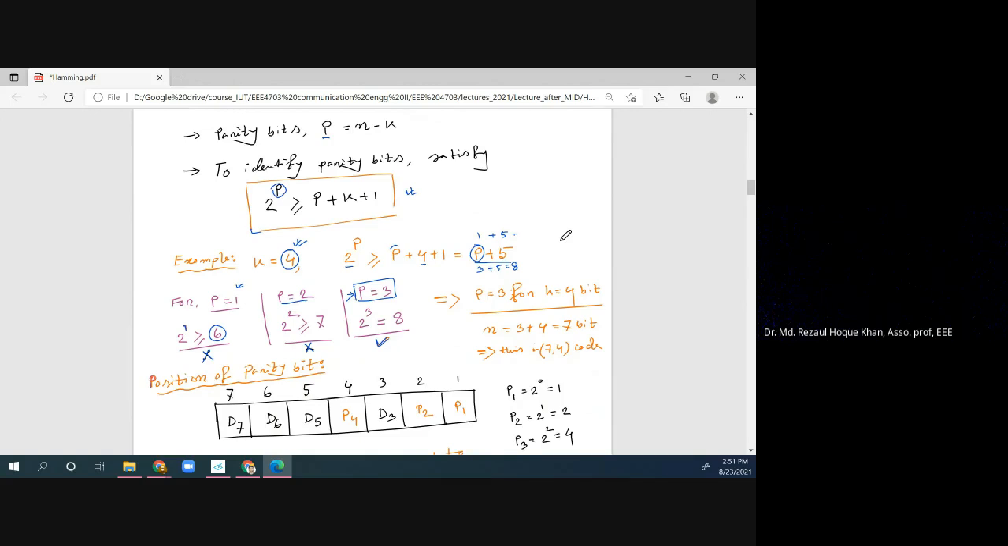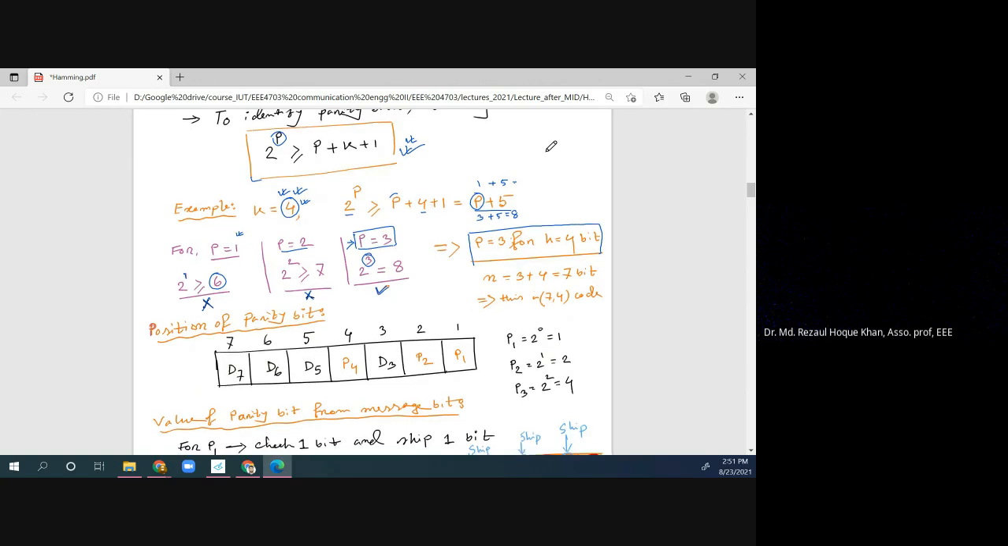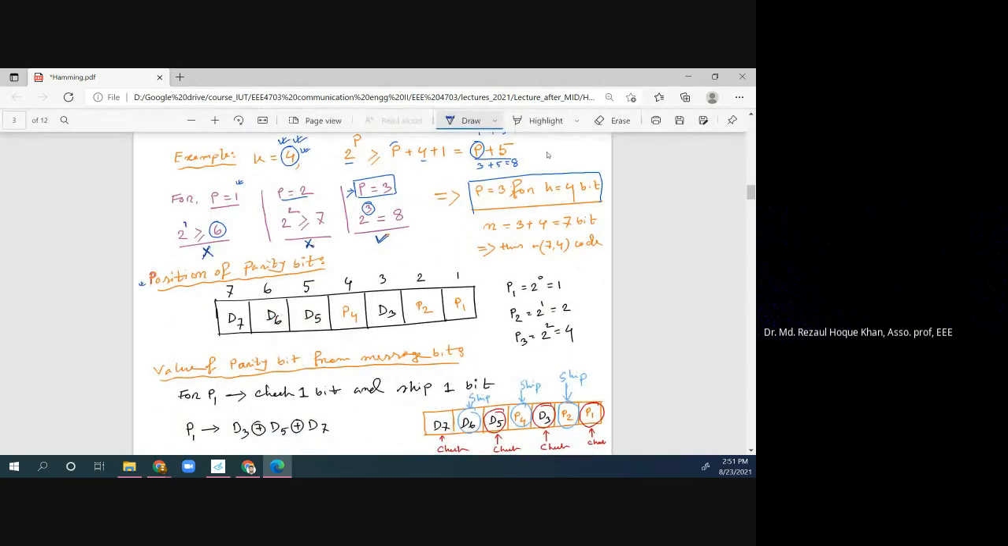Got it, guys? Yes, sir. I'm trying to satisfy this condition: at what P does this condition satisfy? It means if you give me a message bit count, I will find how many parity bits are required for it. I find that if my k equals 4, my formula says you need at least 3 parity bits in your message, so that it becomes 7 bits. That's my conclusion. For P equal to 3, K equals 4 bits. Now, where will be the position of these parity bits? I have how many?